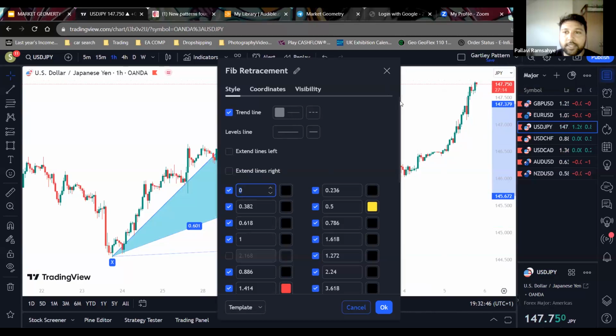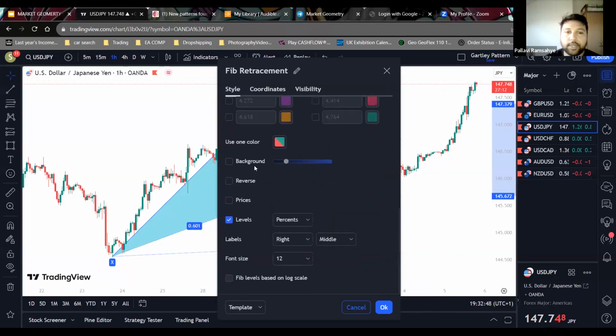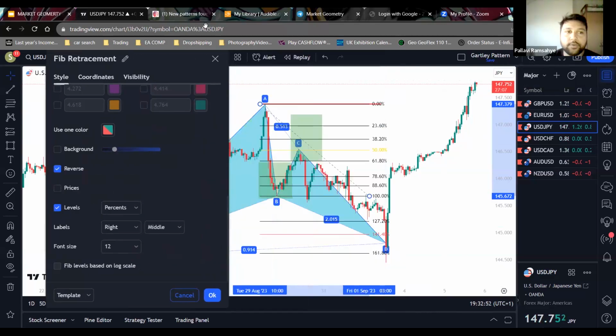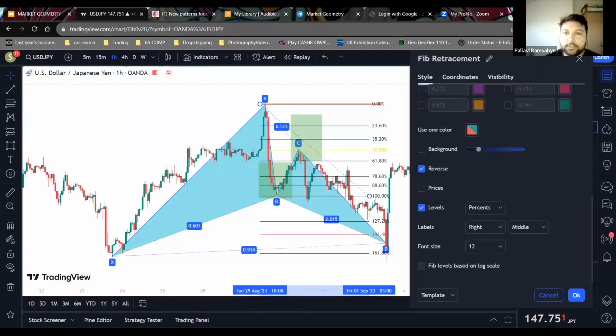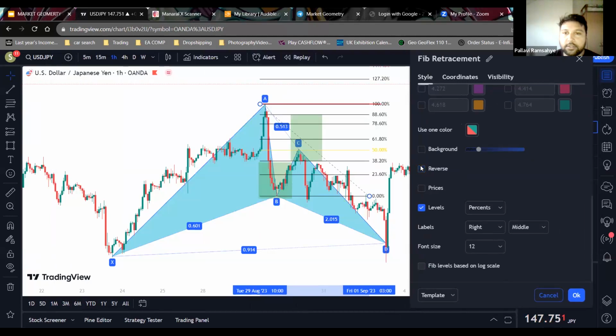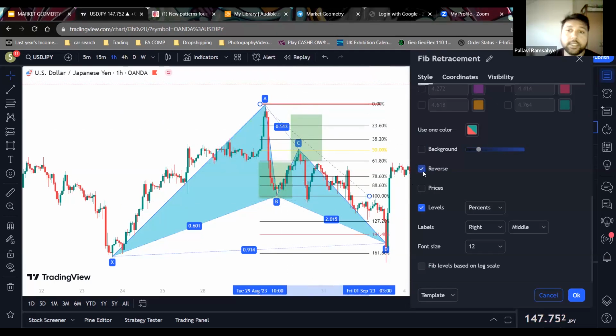So what we're going to do is click on the settings tool. We're going to come down here and click reverse. Now I'll show you what that does. So if I do this, you see up here, the expansion percentages, the percentages past 100% essentially, they're on this side. That's because we're looking for certain reversals, or retracement, should I say. Instead of a retracement, we're looking for an expansion, okay?